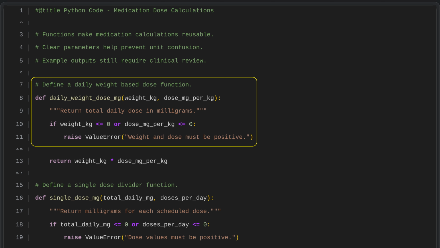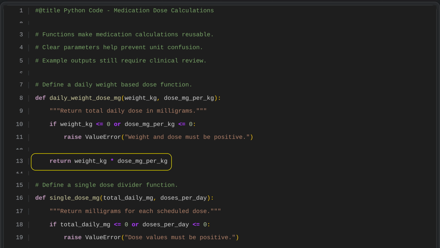A dose calculation function uses a patient's weight in kilograms and the prescribed milligrams per kilogram to determine a daily medication dose. Before calculating, it checks that both inputs are positive. If either value is 0 or negative, it raises an error to prevent unsafe or inaccurate dosing.